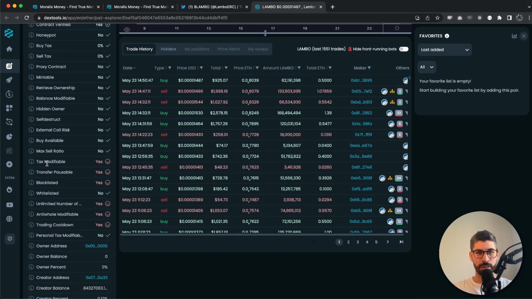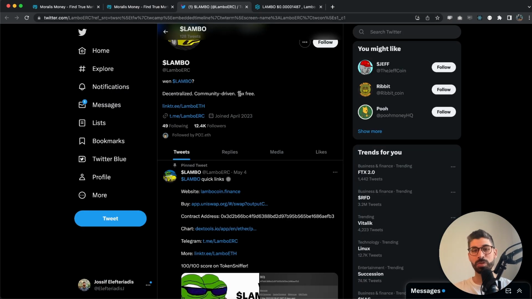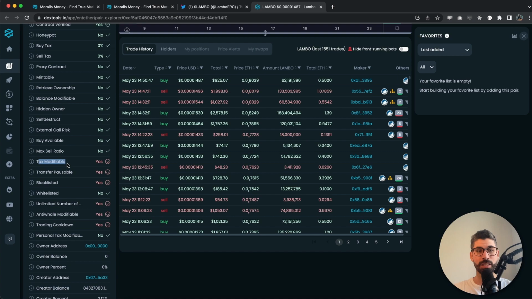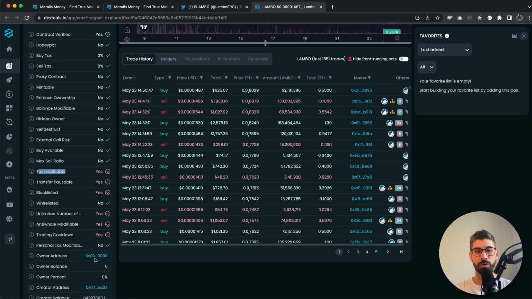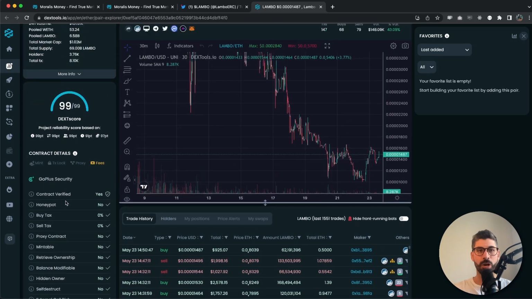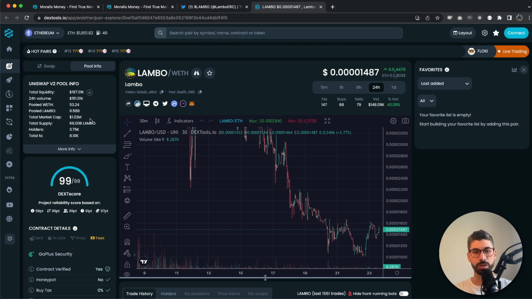But then they can change the tax. So they say it's tax free, but they can easily change this anytime without you even noticing it. So be cautious with this kind of stuff. Now they moved the owner to the burn address, which is good. That makes it harder to change things within the smart contract, but always be cautious, guys.